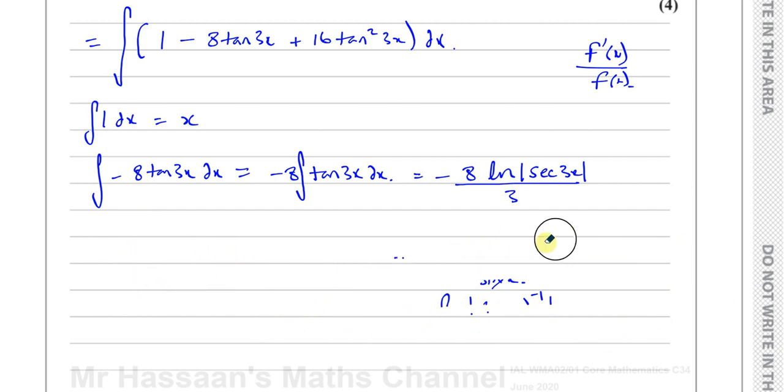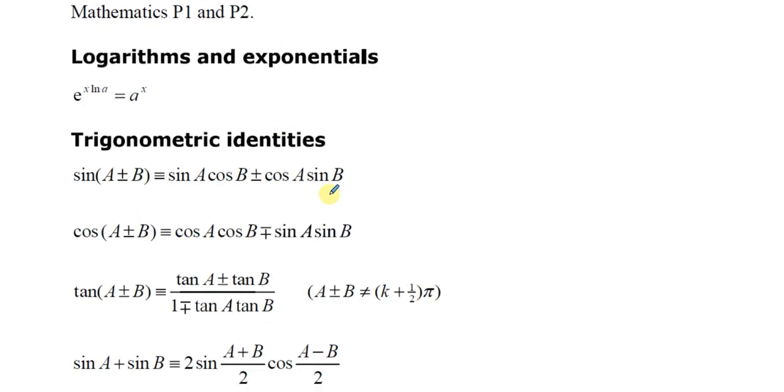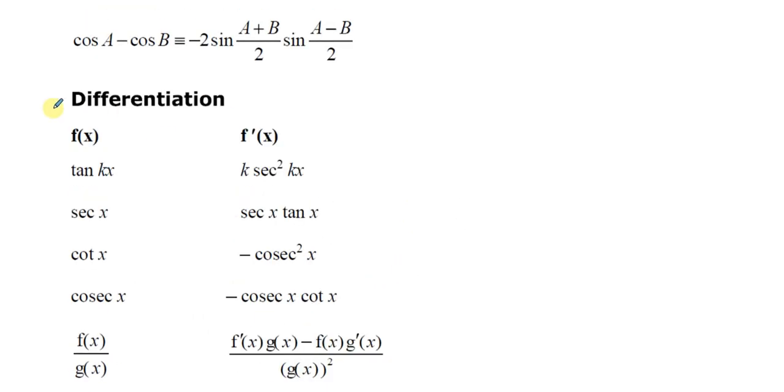And then we have to integrate the third part, the integral of 16 tan squared of 3x, which I'm going to write as 16 times the integral of tan squared of 3x with respect to x, of course. Again, we can use the formula book for this. If we look at the differential part, we see that secant squared x is the differential of tan x, so the reverse is true. If I integrate secant squared x, I'm going to get tan x.